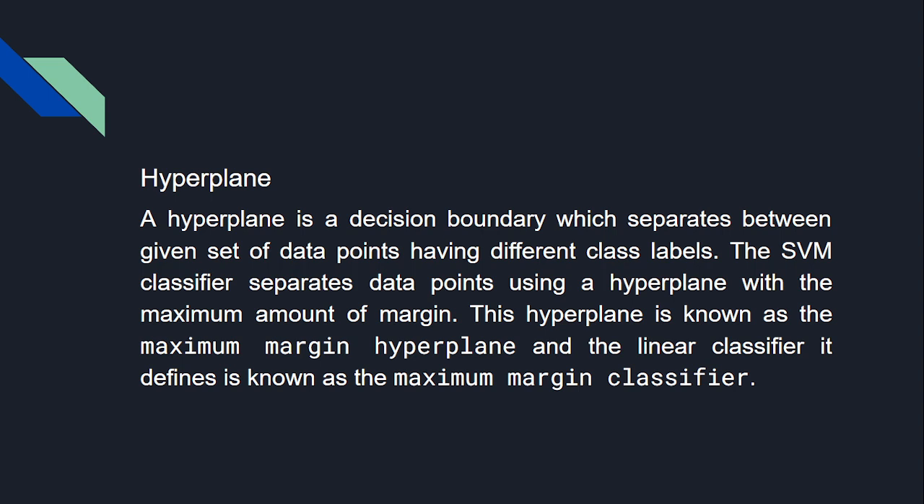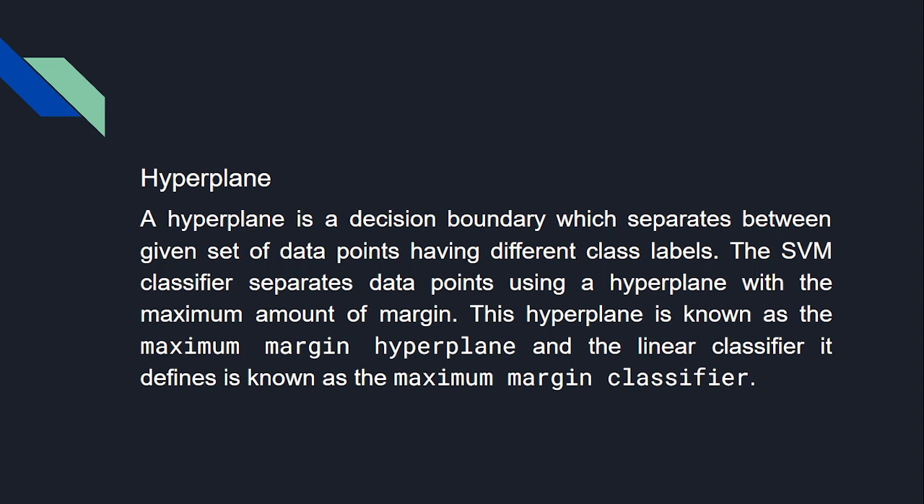Here we are using the concept of a hyperplane. It is not a hyperline, it is a hyperplane. You understand? A line is one-dimensional, a plane is two-dimensional, like that you can check it, right? So a hyperplane is a decision boundary which separates between a given set of data points having different classes. Suppose the entire data set is divided into class A and class B, so that is the plane which is dividing, we call it the hyperplane, right?